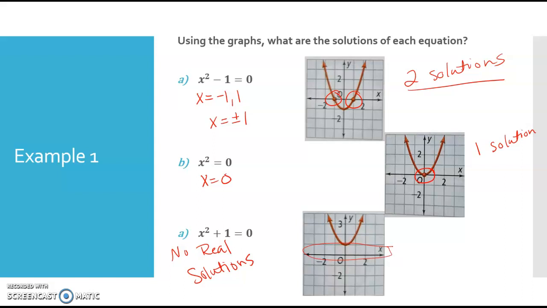But we have no real solutions to this one. And so this would be an example of 0 solutions. And you're really going to get that when you're opening up and you're above the x-axis, or you're opening down and you are located below the x-axis. So just some thoughts. So that is how we solve using a graph.